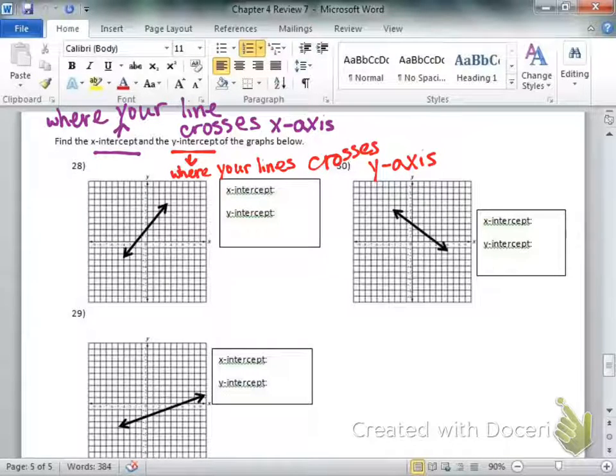Alright, so on number 28, where are we crossing the x-axis? Any other thoughts? Negative 2. You're crossing the x-axis at negative 2. Where are you crossing the y-axis? Positive 2. Very good. Any questions on those? No. Alright, jump to number 29.